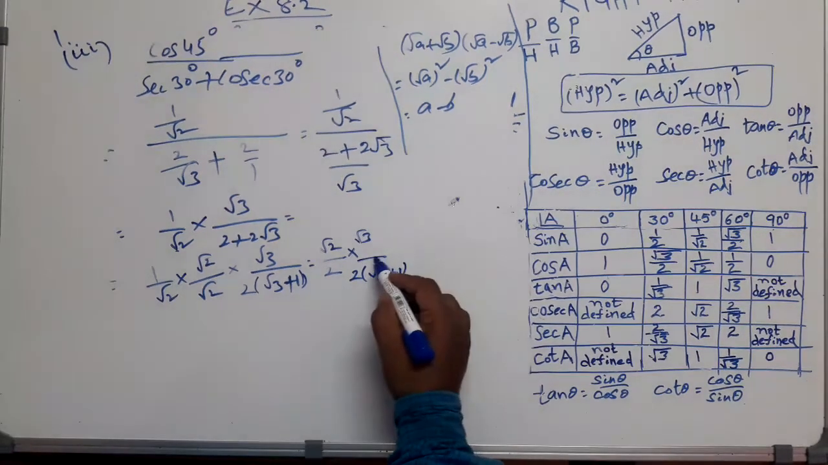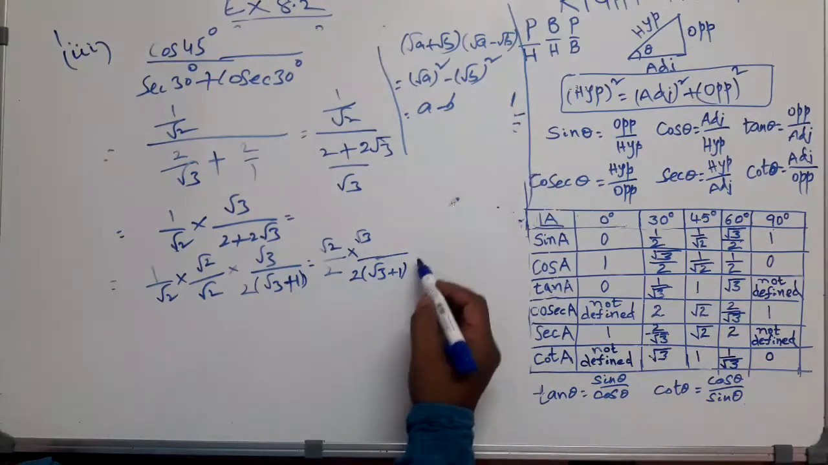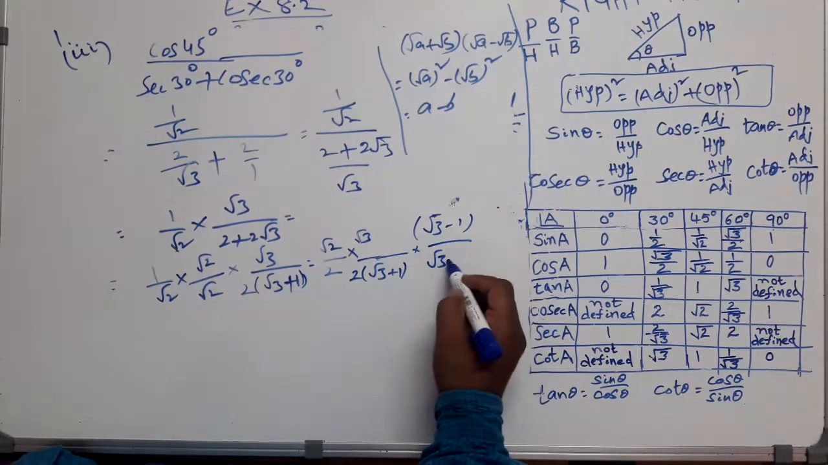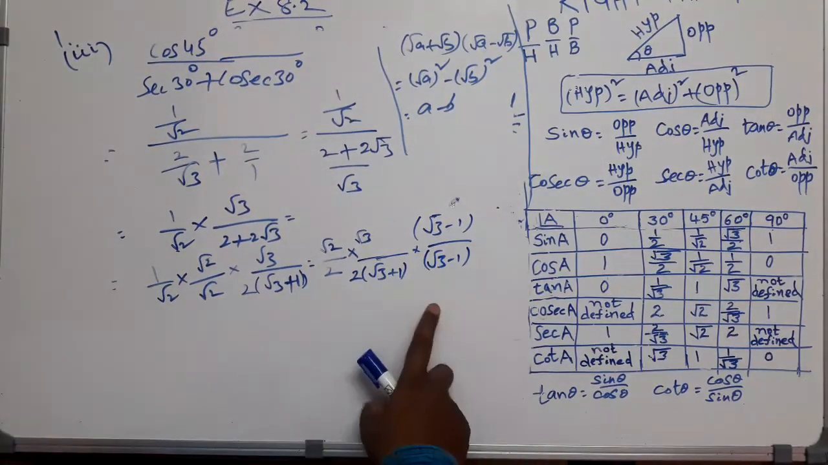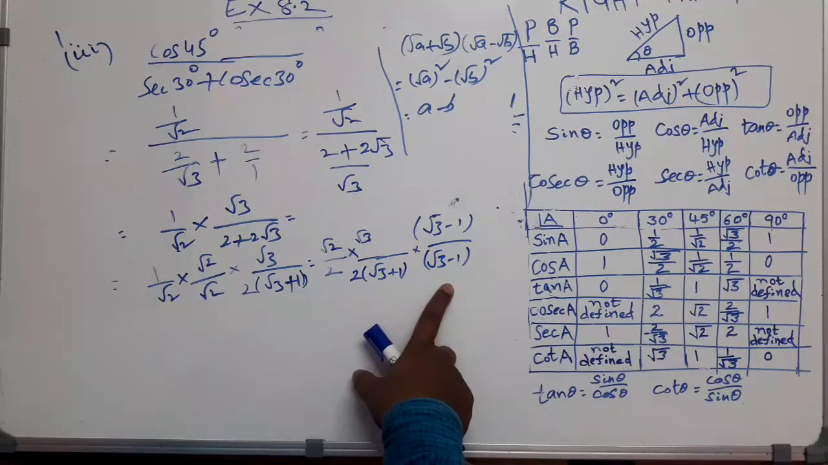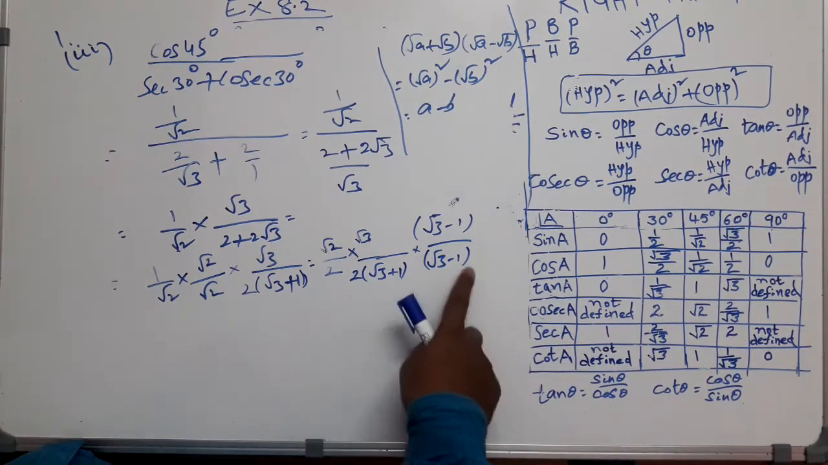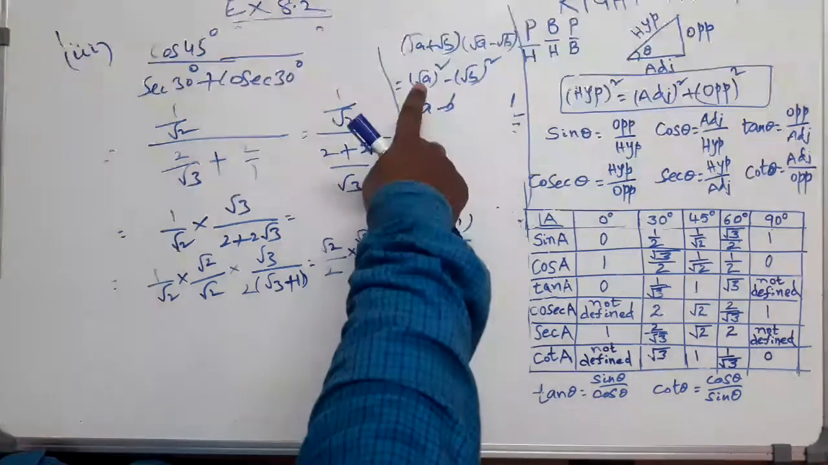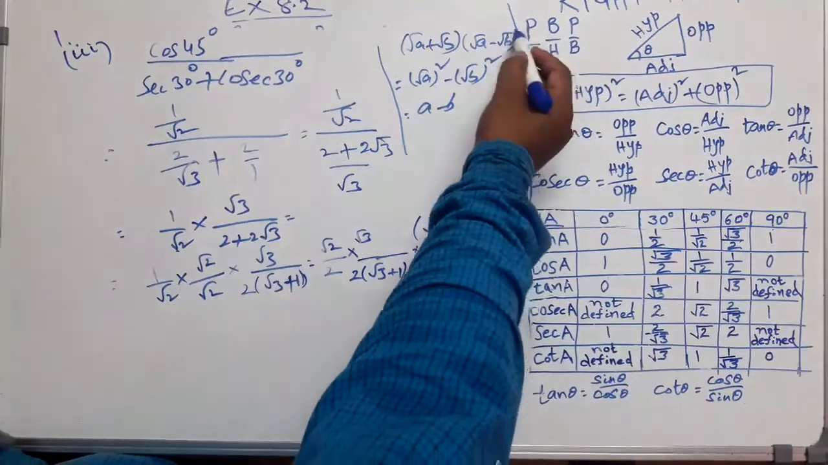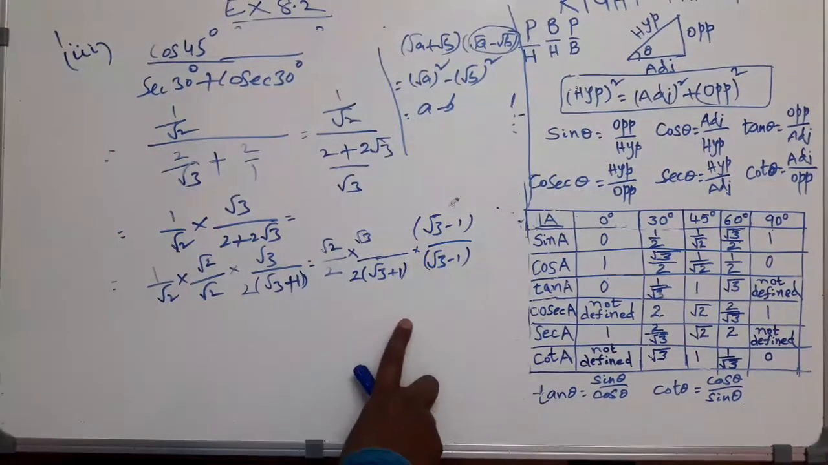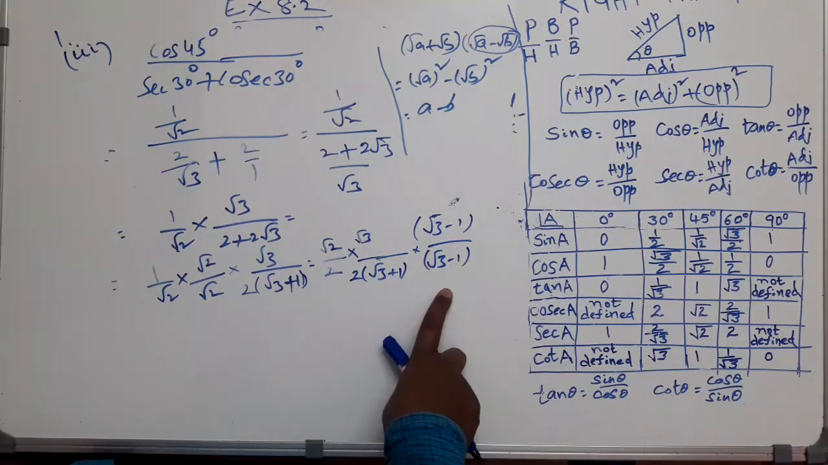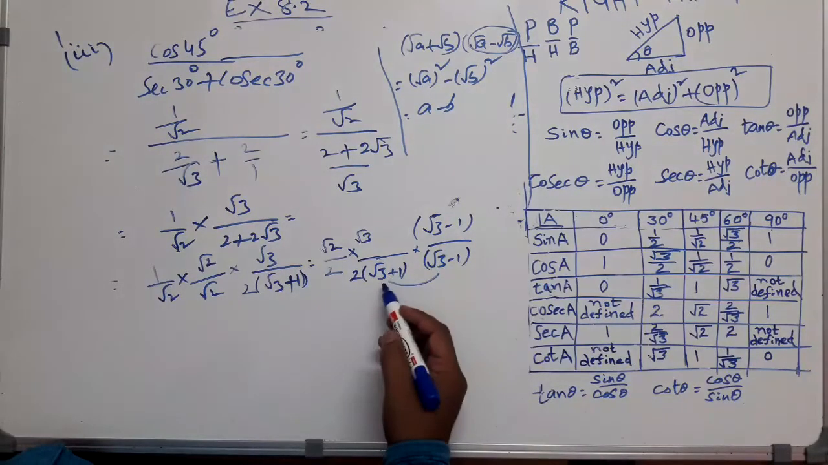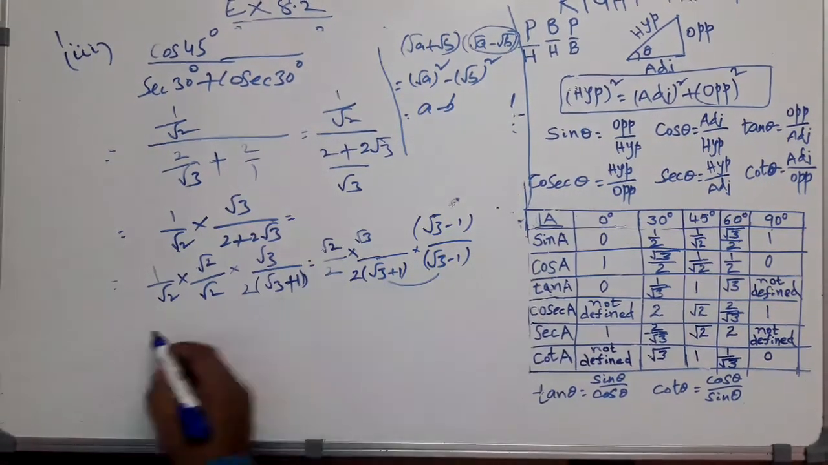Now, to get this in that form, I am multiplying and dividing by the term root 3 minus 1. This is called rationalizing the denominator, because the denominator is an irrational number of the form root a plus root b. I am multiplying and dividing by the term of the form root a minus root b. That's what I have done here, so that now the denominator becomes, see this, a plus b into a minus b, a square minus b square.